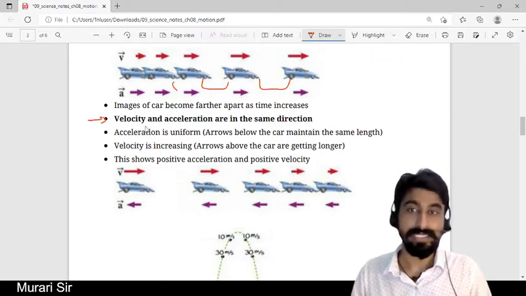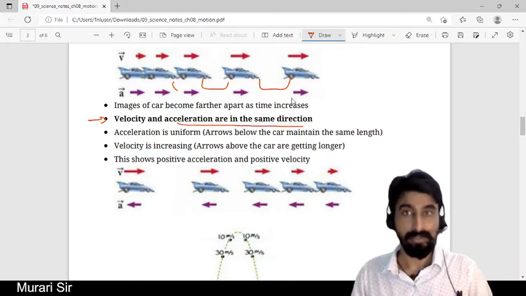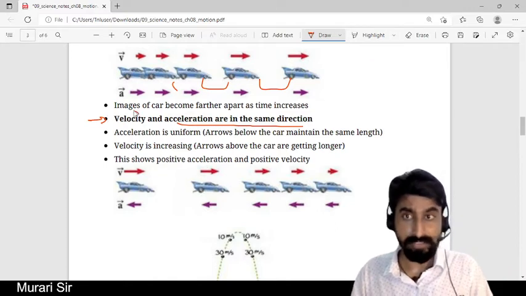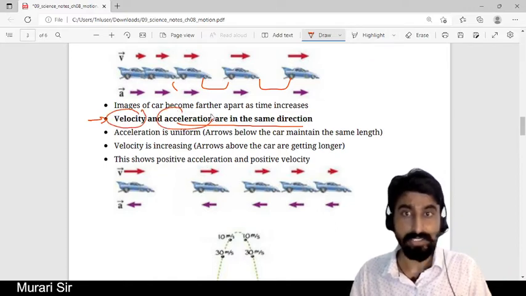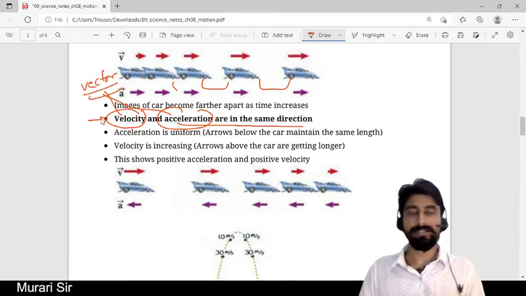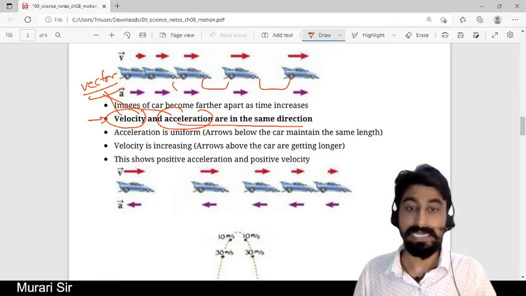So the velocity and the acceleration are in the same direction. Yes, they can be in opposite directions also. And very important, students, you have to remember this. Velocity and acceleration, both are vectors. Both are vector quantities. All right, I hope it is clear to everyone.